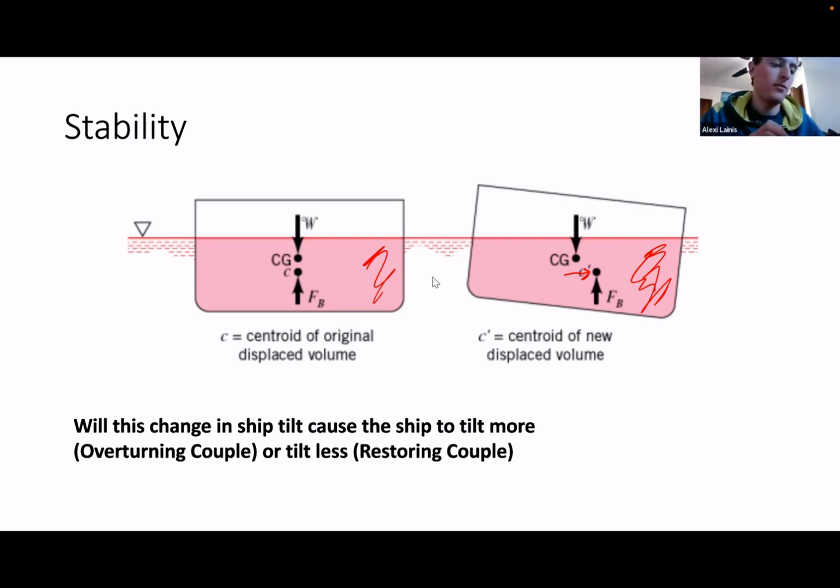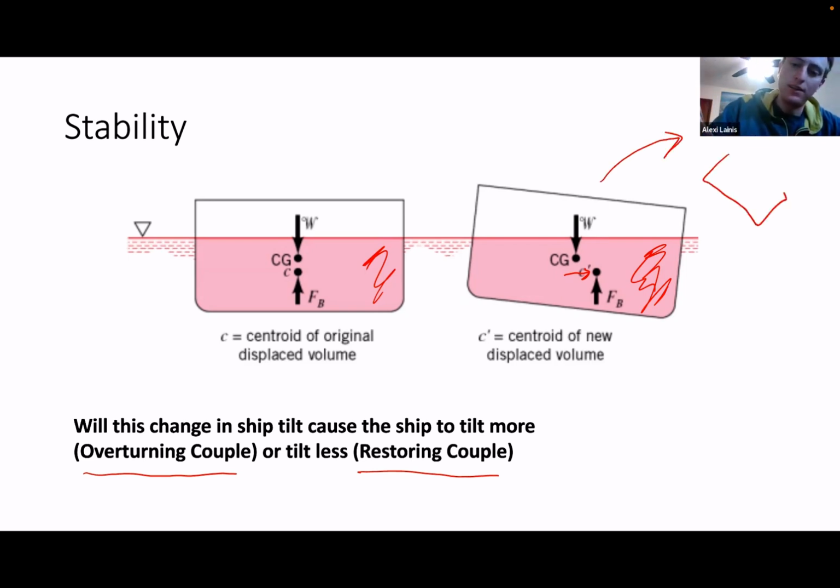So the question we're going to go through is, will this change cause the ship to tilt more, i.e. an overturning couple, or tilt less, a restoring couple? Tilting more would mean it keeps tilting in this direction, even more tilted, like it's capsizing. Tilting less would mean it tilts back to go back to the normal position, like how it was before.